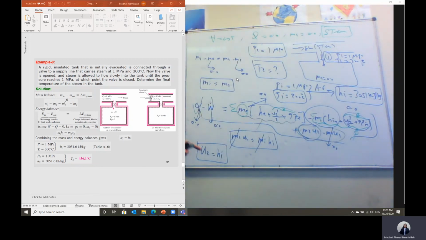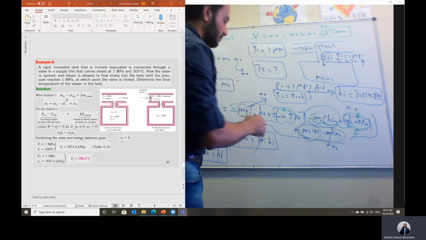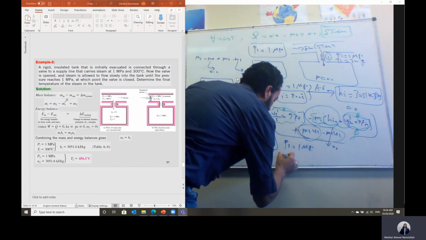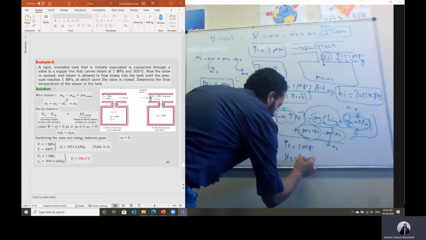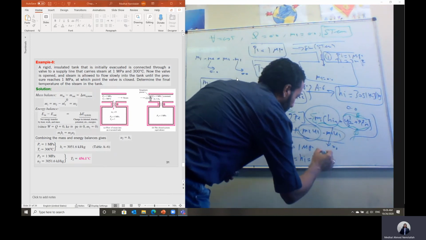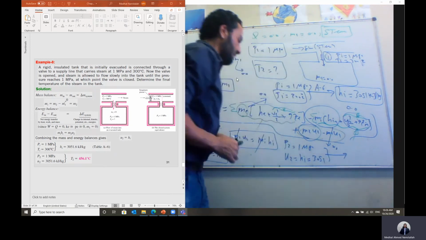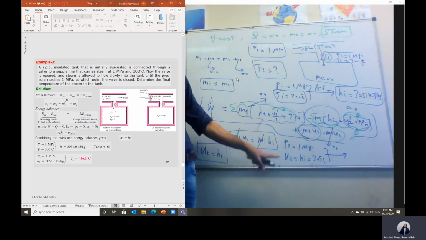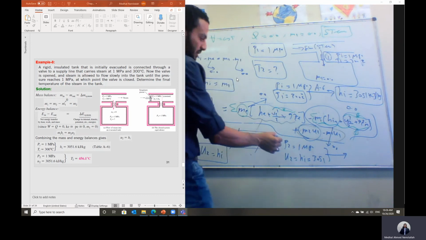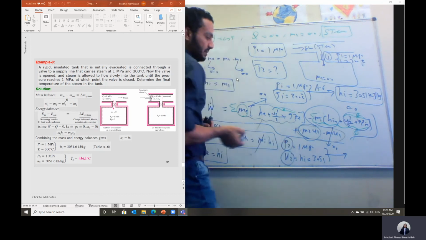Okay, so this is the enthalpy h inlet. h inlet is the same as U2. So at the final state, we have P2 equal to 1 megapascal, and the internal energy U2 is equal to h inlet, which is equal to 3051 kilojoule per kilogram. Now we have the final pressure, and we have the final internal energy, which is a specific property equal to the enthalpy h inlet.